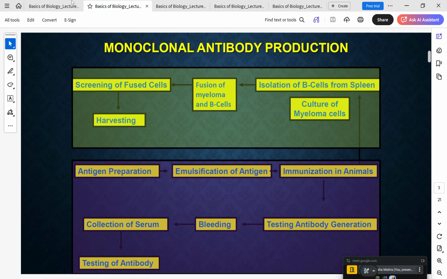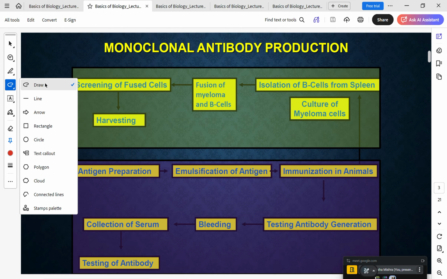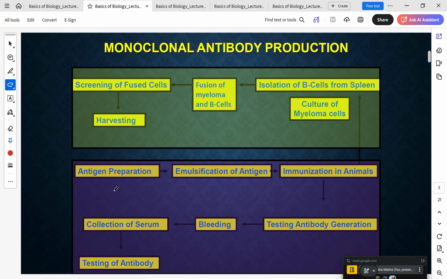So next is monoclonal antibody production. The initial steps in monoclonal antibody production remain the same. It is the final steps that differ. So initially you prepare the antigen. If it's a hapten, you couple it with a bigger molecule that can mount an immune response. You emulsify the antigen and you immunize the animals.